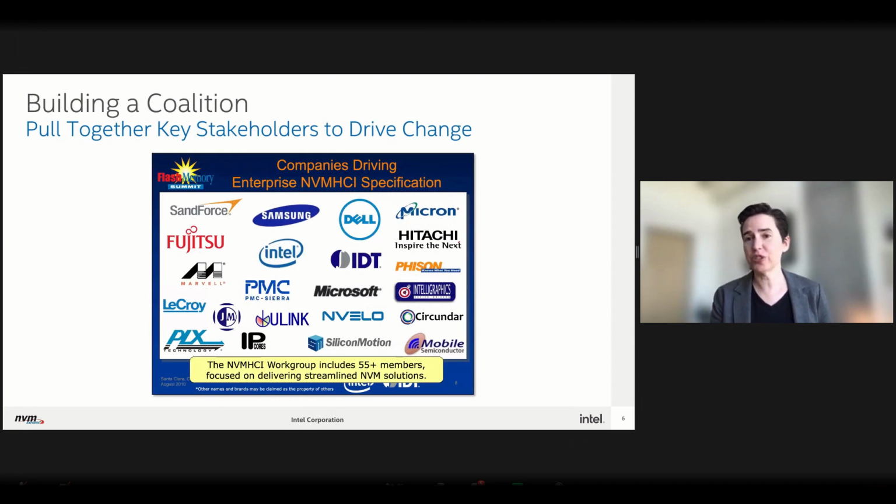What we did first, and it's always critical, at least when I've started an effort, is to have a horrible name. We called it NVMe-HCI, the NVM Host Controller Interface, and then we said, how do we enable it for enterprise? So we called it Enterprise NVMe-HCI, which was really terrible. We ended up with a better name in the end.